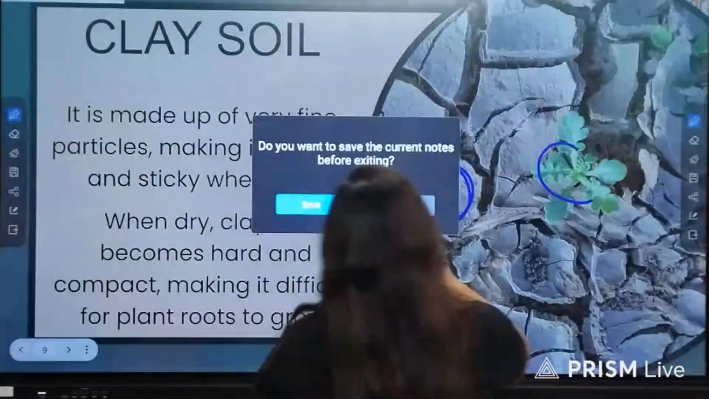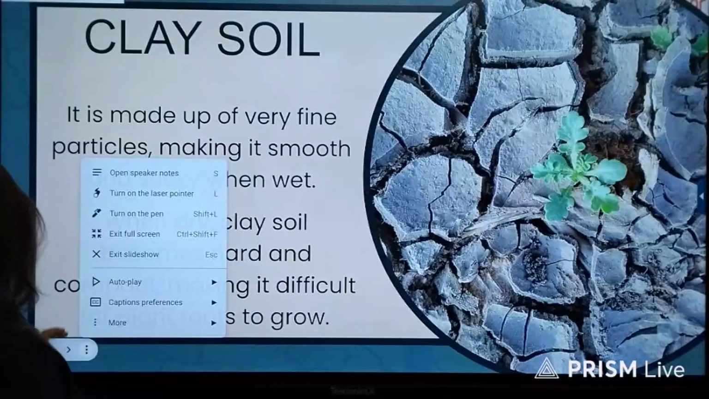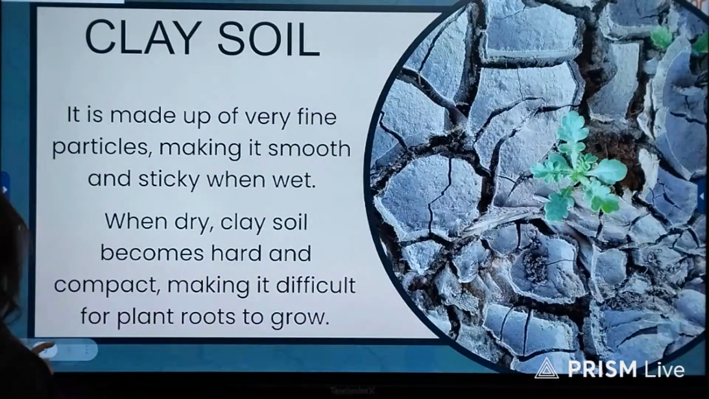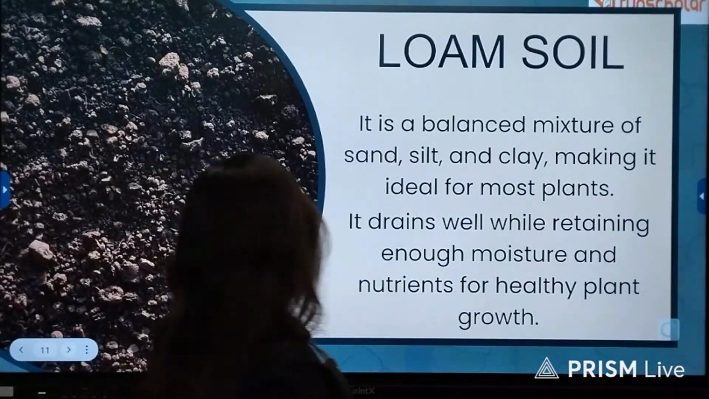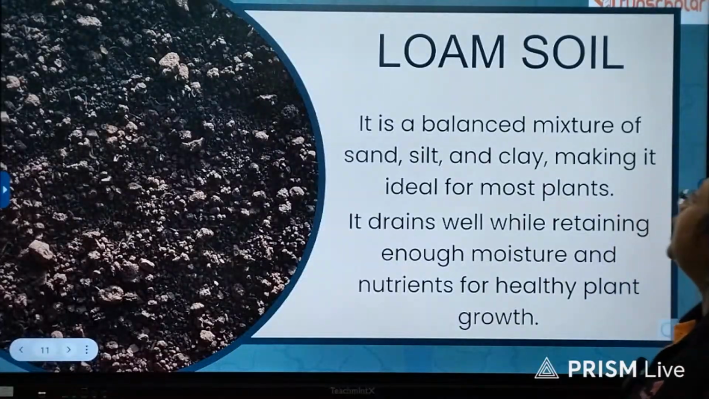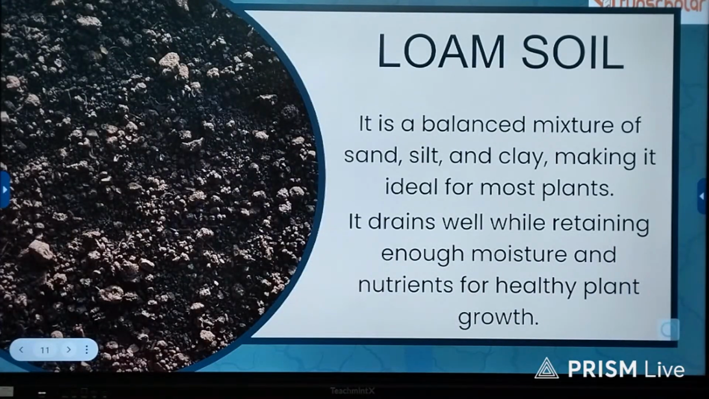This soil. Okay, so let's go back to our video, but before that we will just learn about this soil as well. This is the photo or real image of loam soil. It is a balanced mixture of sand, silt and clay.